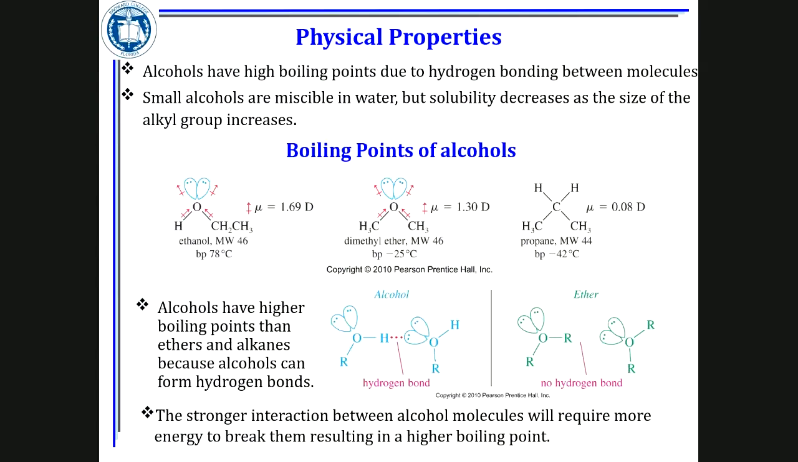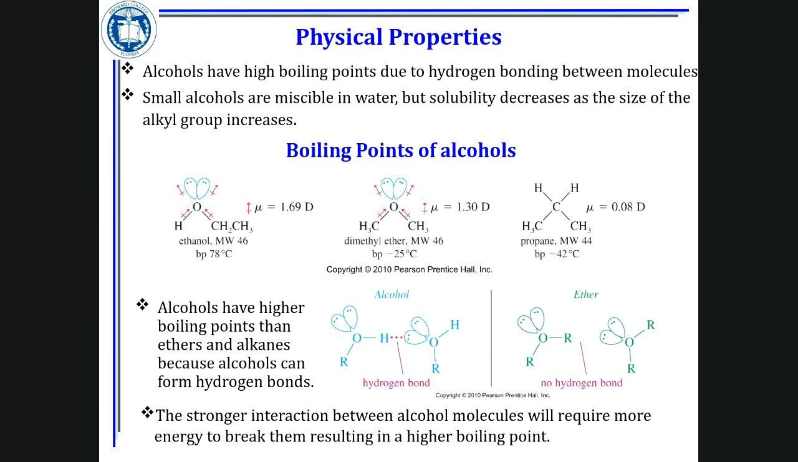Physical property. Boiling point. Alcohols have an unusually high boiling point compared to the same number carbon of alkane, alkene, alkyne, alkyl halides. These have much higher boiling points. And the boiling point is due to intermolecular forces.